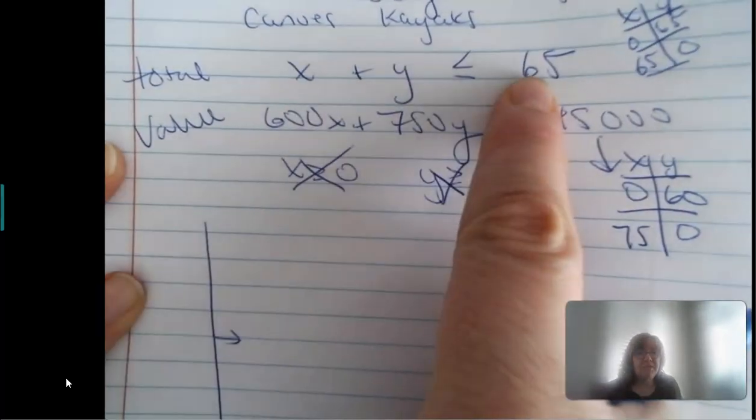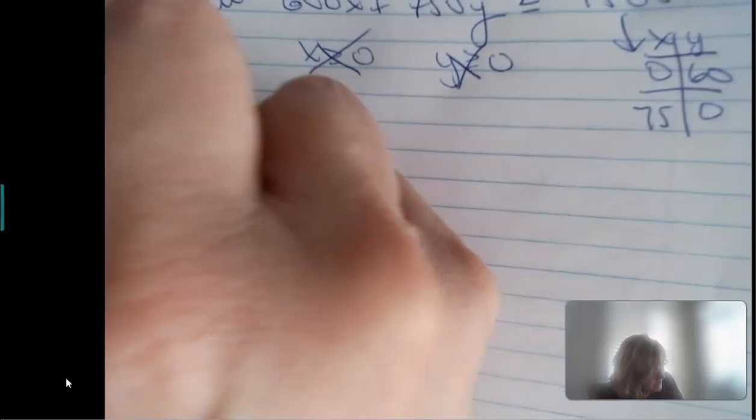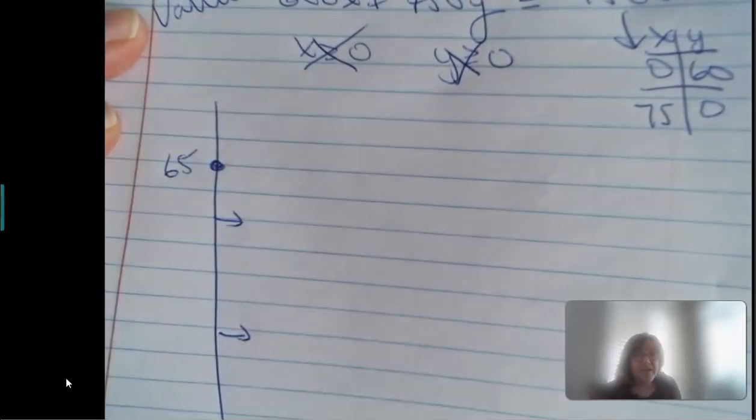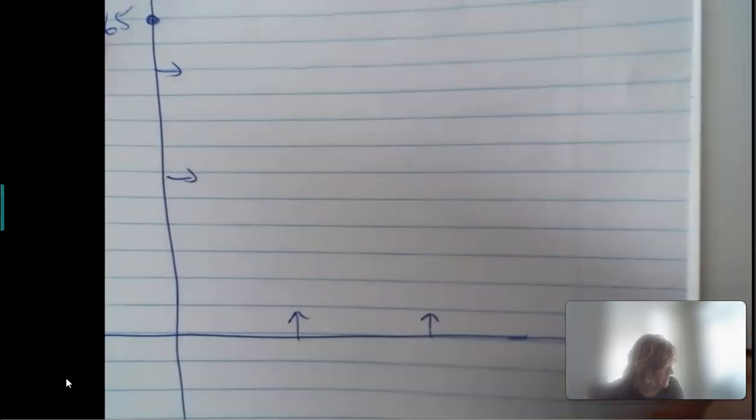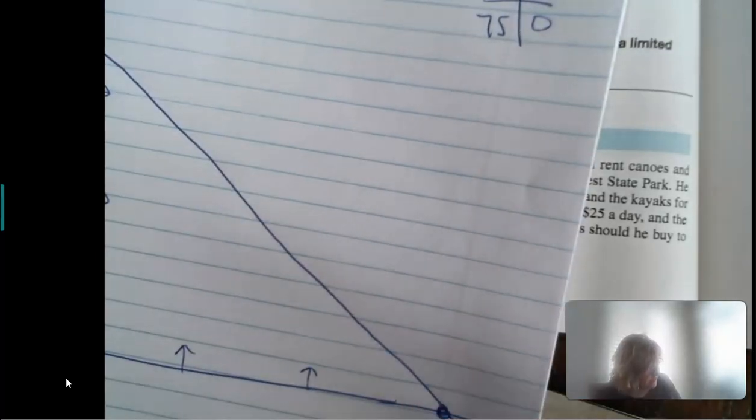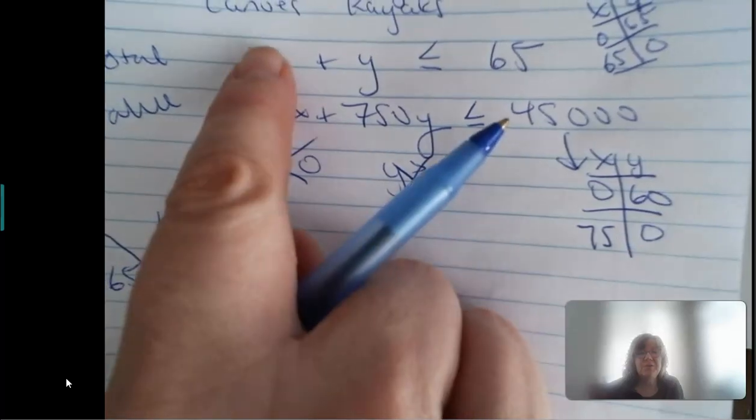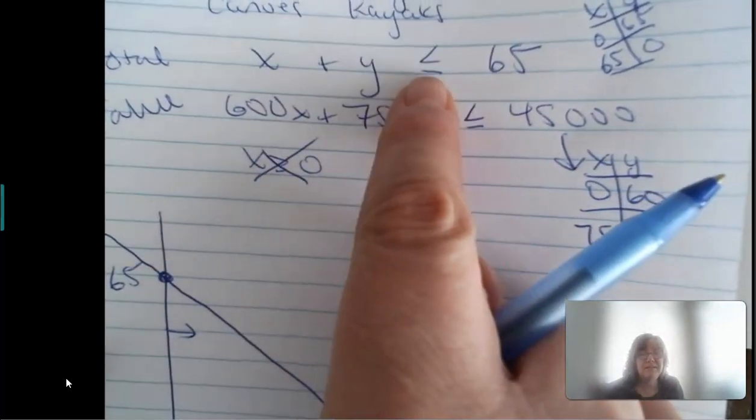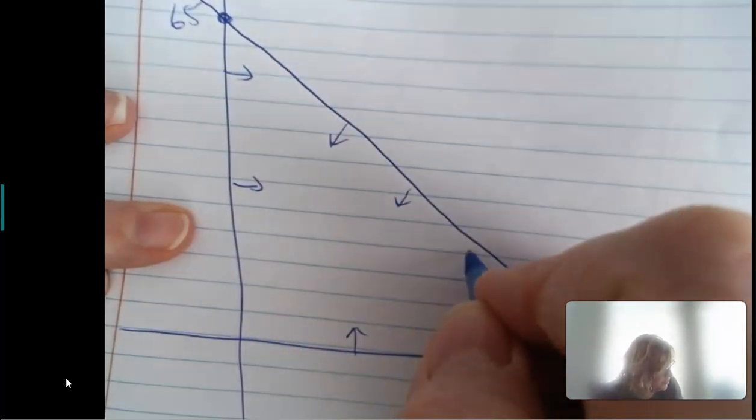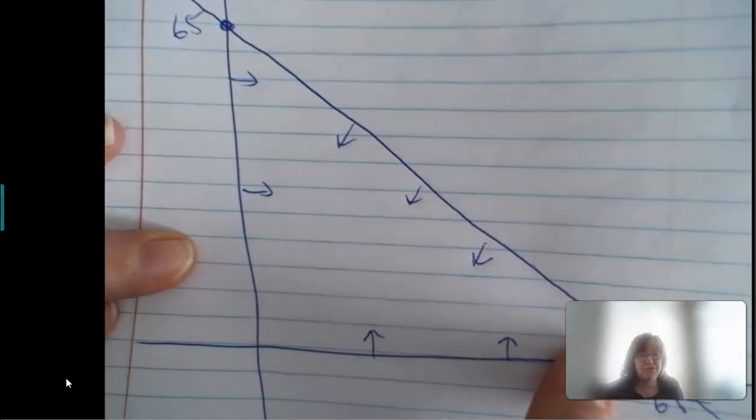The next one is 65 and 65. So I am going to put a point at 65 on the Y and 65 on the X, and it is a solid line because it's equal to. And then I'm going to test 0, 0. Is 0 plus 0 less than or equal to 65? The answer is yes. So I'm going to draw arrows going down towards 0, 0. So right now I have a shape of a triangle.